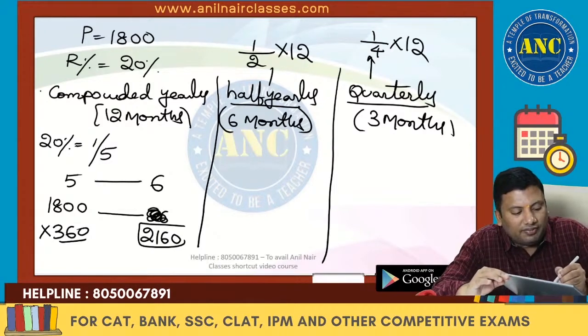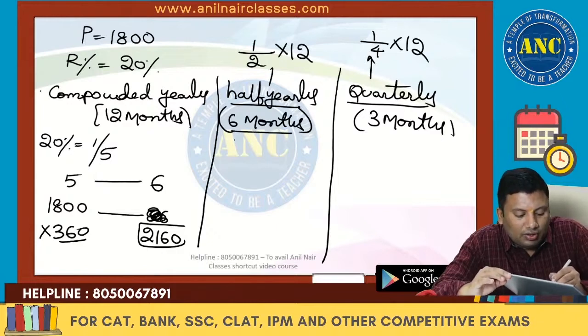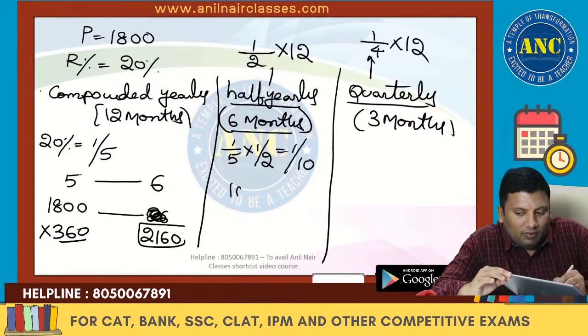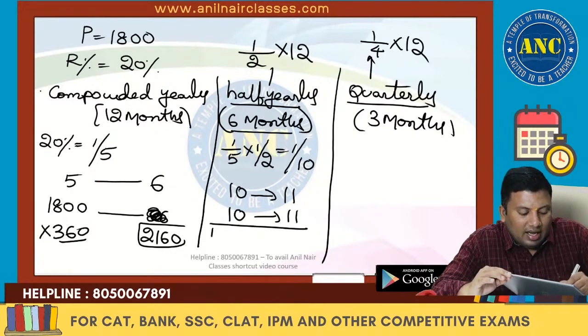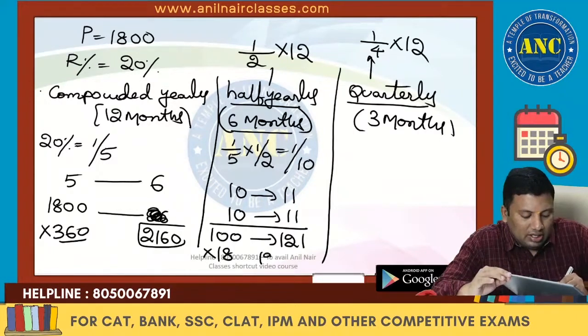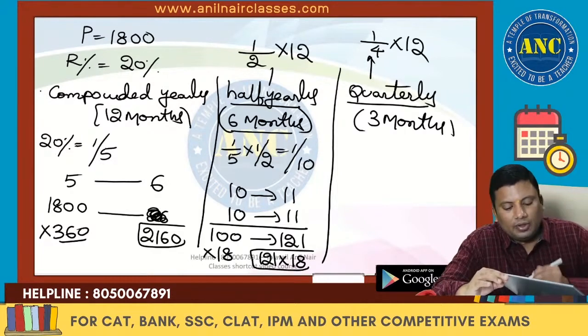If it is for 6 months, it is 1 by 5 into 1 by 2, which is 1 by 10. 10, 1 increase, it is 11. Again 10, 1 increase, it is 11. 100 becomes 121. So it is nothing but into 18. So 121 into 18 I will get.